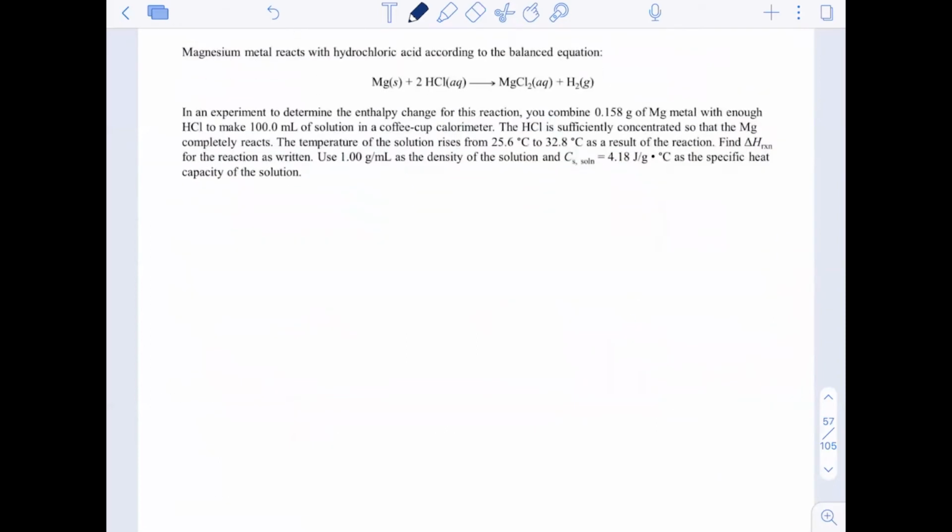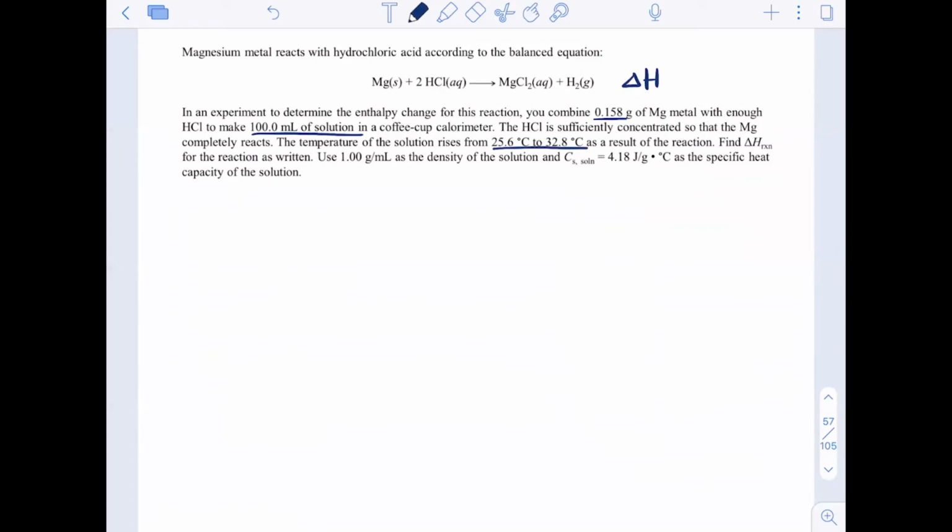Let's practice. Magnesium metal reacts with hydrochloric acid according to this following balanced equation. In the experiment, we're going to determine the enthalpy change for the reaction. We're going to find out what delta H is for the reaction. We combine 0.158 grams of magnesium with enough HCl to make 100 milliliters of solution in a coffee cup calorimeter. Now, when the HCl is sufficiently concentrated so that the magnesium completely reacts, the temperature of the solution will rise from 25.6 to 32.8 degrees Celsius.